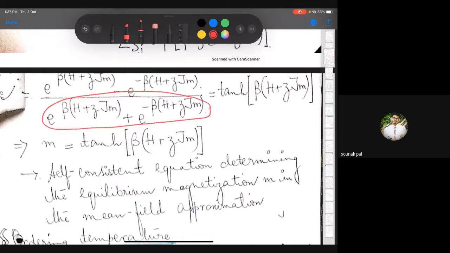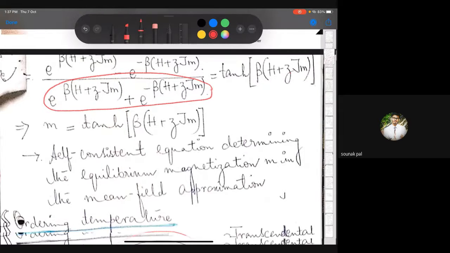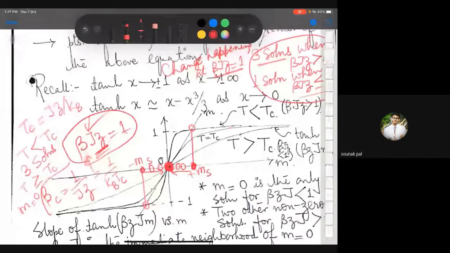I know the partition function. What I have to do is find the free energy. I have to take the derivative of the free energy and show that the second derivative of the free energy diverges when beta c is equal to 1 over Jz. I have to show that to be able to say that there is a second order phase transition at this temperature. At the moment, I cannot say anything. It's just some solution. 3 solutions, 1 solution. That's it. Good.